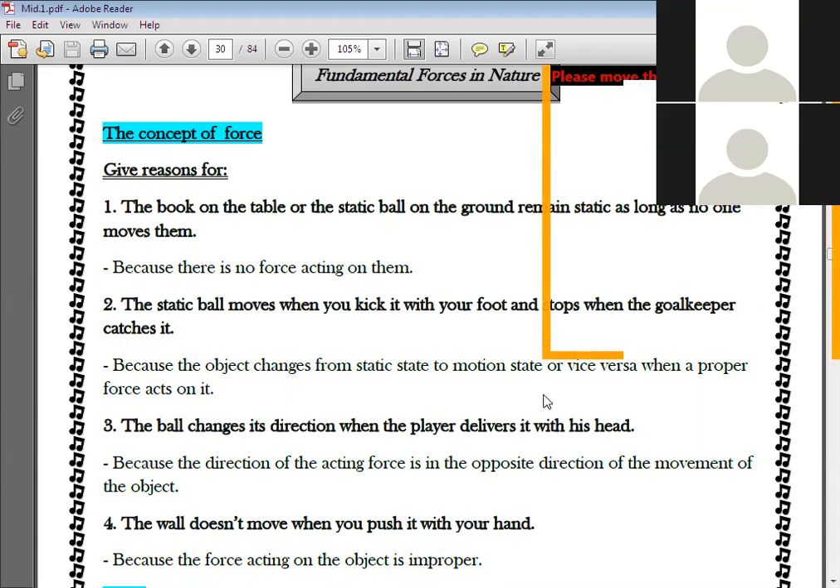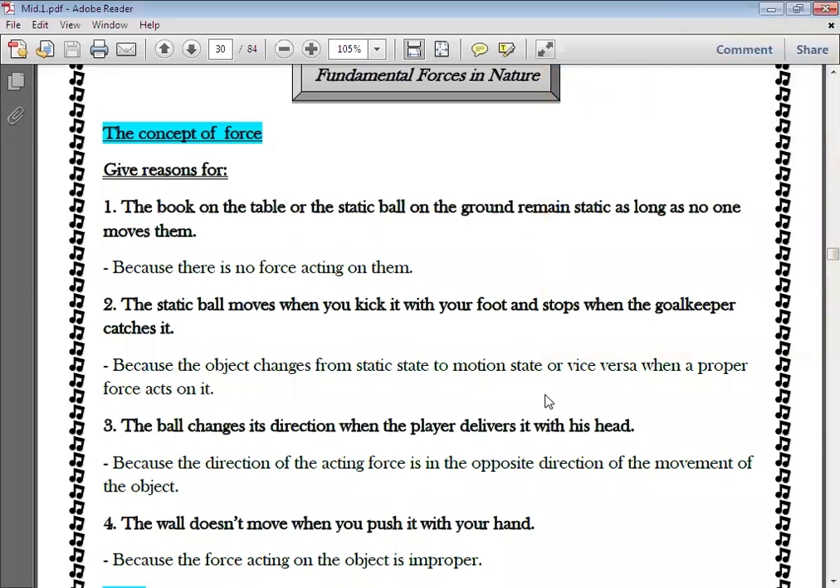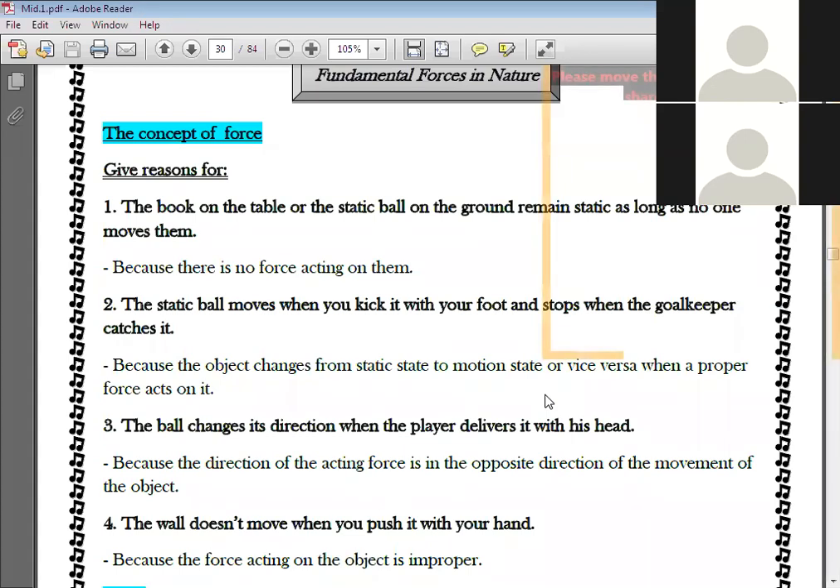Okay, today we'll start the first lesson in Unit 2, Fundamental Forces in Nature. When I put the book on the table, it will remain static because no force is acting on it. But if I affect this book by a force, the book will change its state from static to motion.